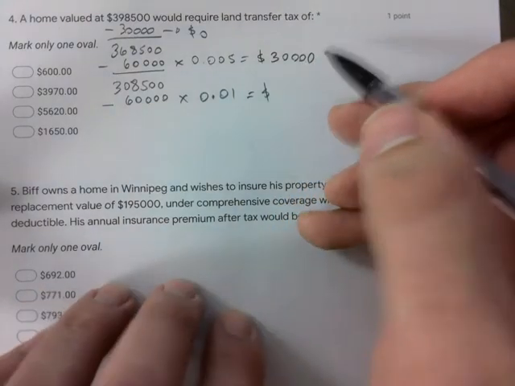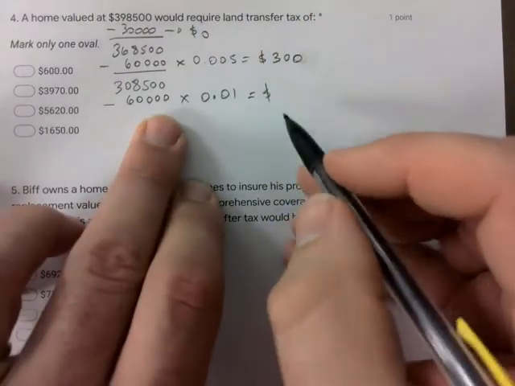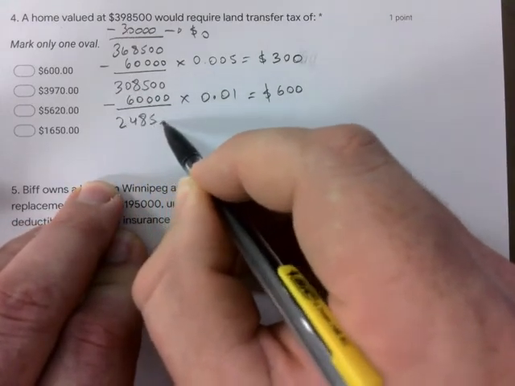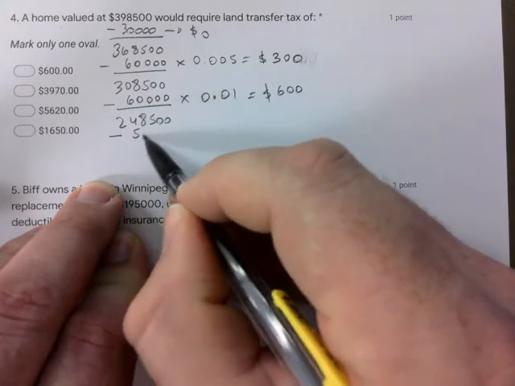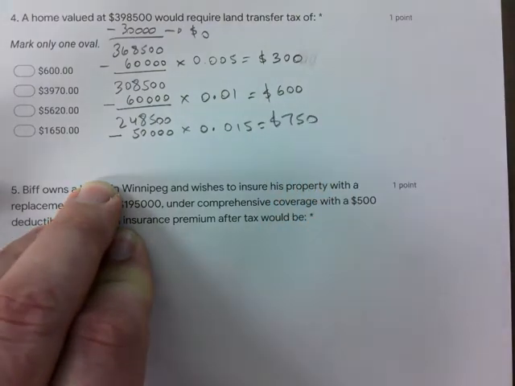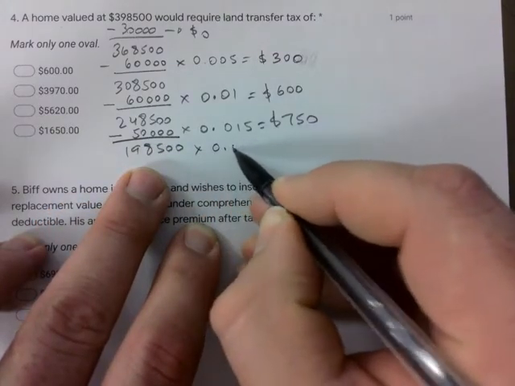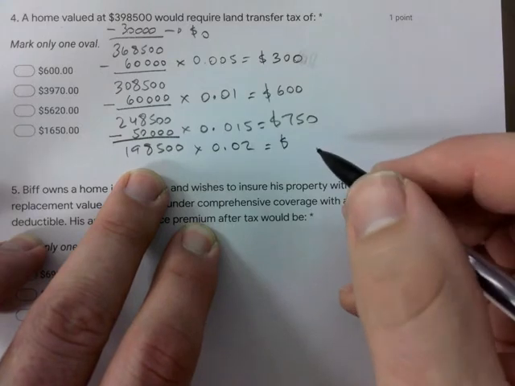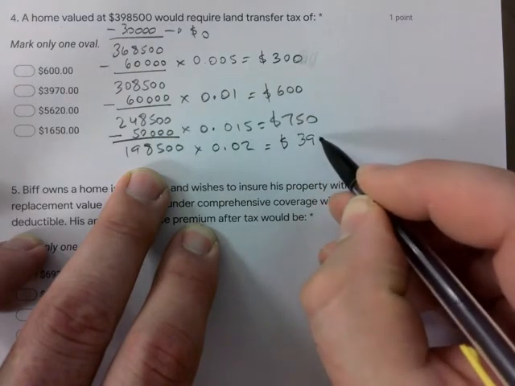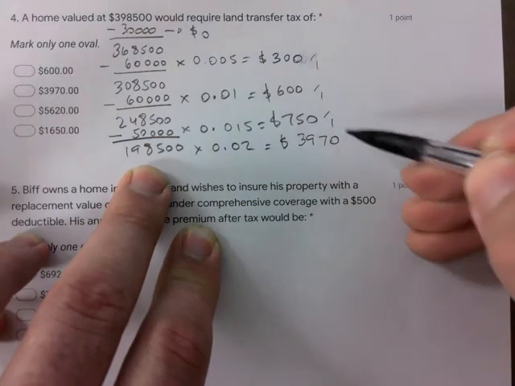What happened here? That's not 30,000, that's 300. There. That's 600 bucks. You subtract that, you get 248,500. We subtract our next number, which is 50 grand. On that, we pay 1.5%. That's 750. Then you're left with 198,500. That we pay 2% on. That would be 3,970. Okay. So 1, 1, 1, 1.